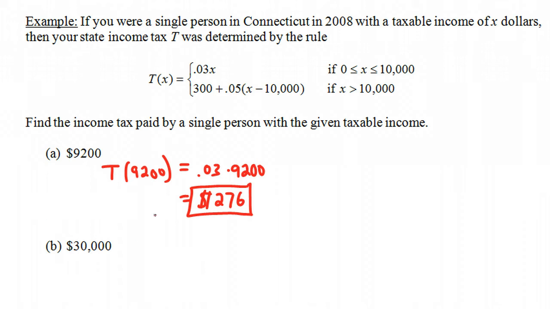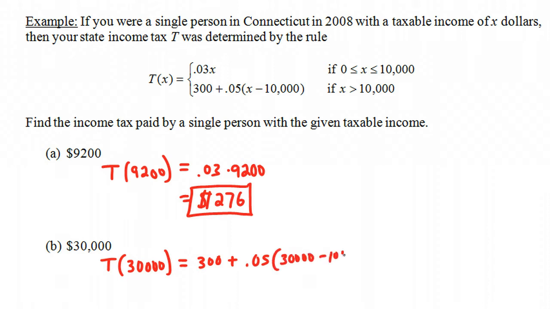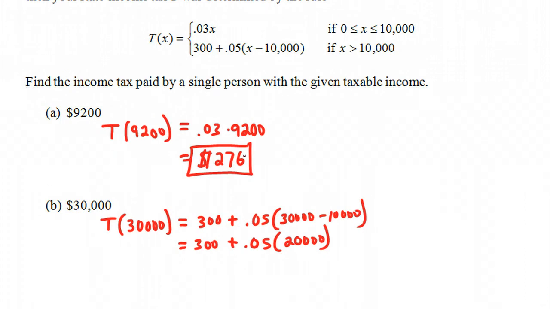Now suppose someone makes $30,000. What is their state income tax? Well, we do T of $30,000. And this time we'll use the bottom formula because 30,000 is greater than 10,000. So we plug X in there. We have 300 plus 0.05 times 30,000 minus 10,000. So that is $300 plus 0.05 times 20,000, since 30,000 minus 10,000 is 20,000.